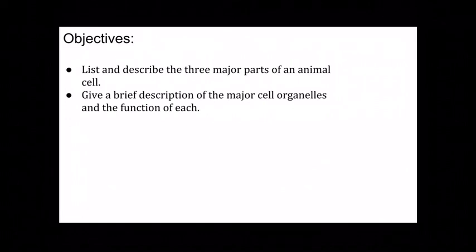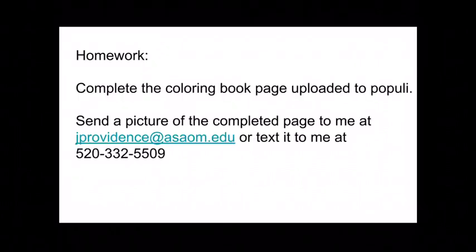So we listed the three major parts of the animal cell, the plasma membrane, the cytoplasm, and the nucleus, and then we gave a brief description of the major organelles of the cell. So yay for us.